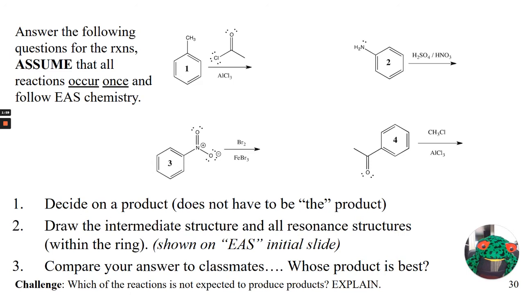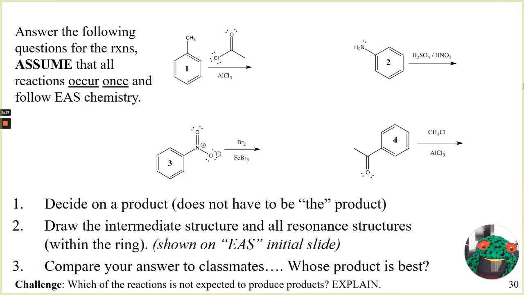Okay? There's a little challenge question if you wanted to throw that in at the end. One of these reactions is not expected to produce products. Okay? So you should be able to explain that. Before we get into that, realize that to start the assignment, we are going to assume that all of these reactions will occur once, and they'll follow our standard EAS chemistry. Okay, so let's go ahead and take a look at reaction 1.